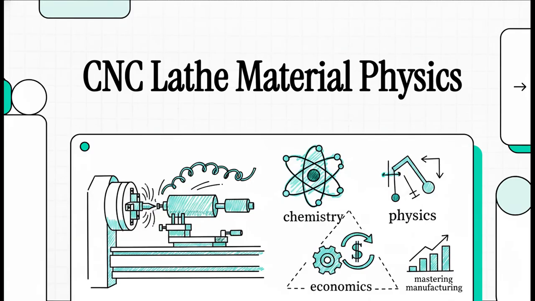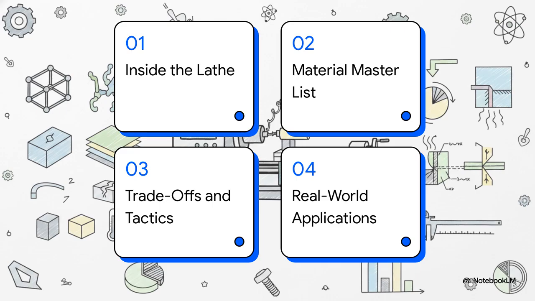So, welcome to this explainer on CNC lathe material selection, the physics of turning. Together, we're going to completely demystify this highly calculated dance of chemistry, physics, and economics that dictates literally every single cut on a CNC turning center. It's an incredible balancing act, and really understanding it is the absolute key to mastering modern manufacturing. Okay, let's dive into this.